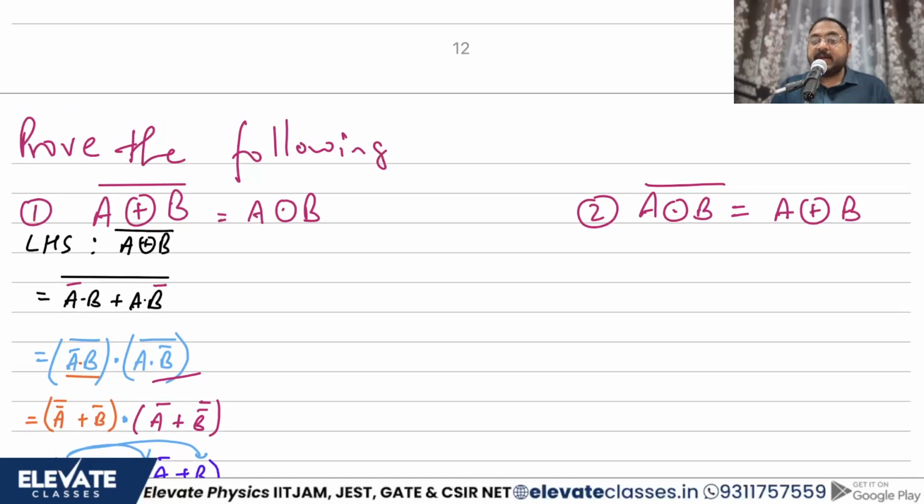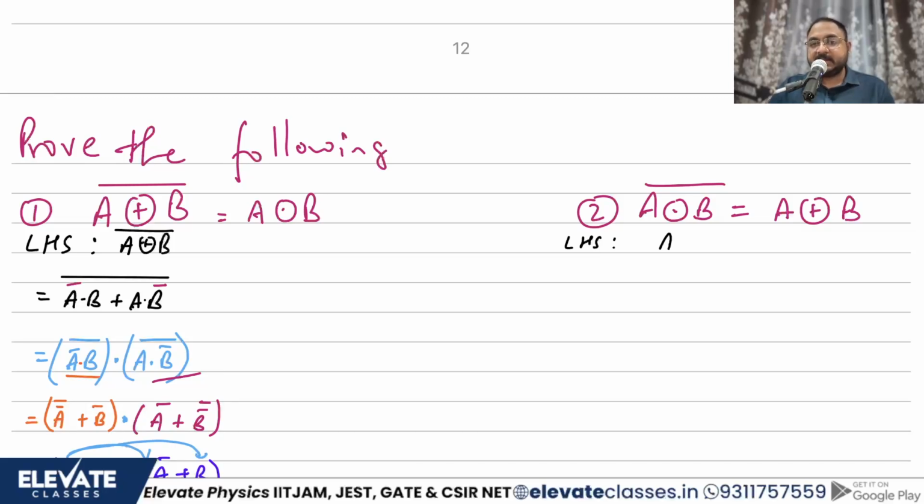How do you prove that XOR is the complement of XNOR? Please try this proof on your own. You'll gain some confidence. Right? So don't just look at the screen. I'm solving it here, but I want you to pause and try it on your own. Let's start with the LHS. Now I'll do it slightly faster. Let's see how this works.